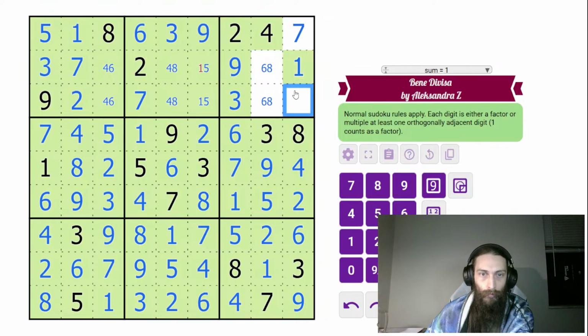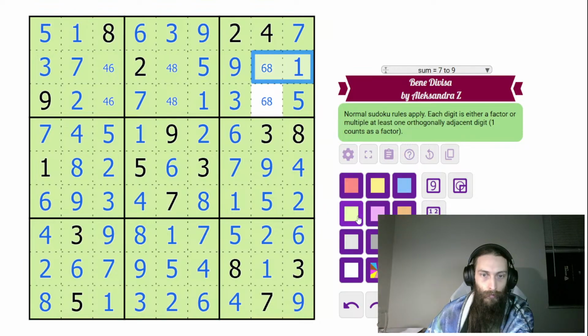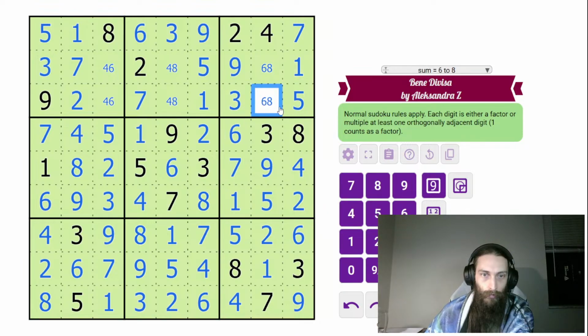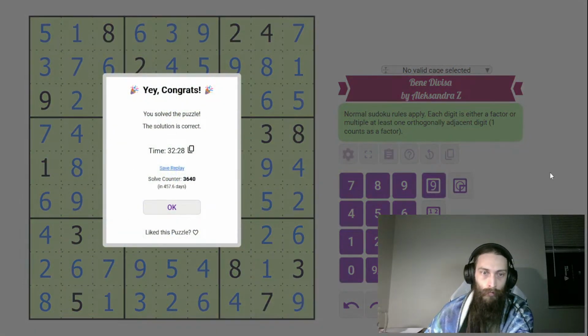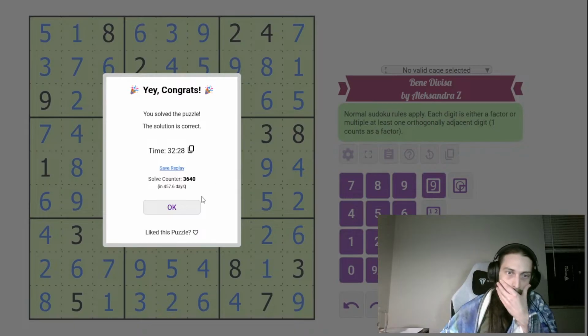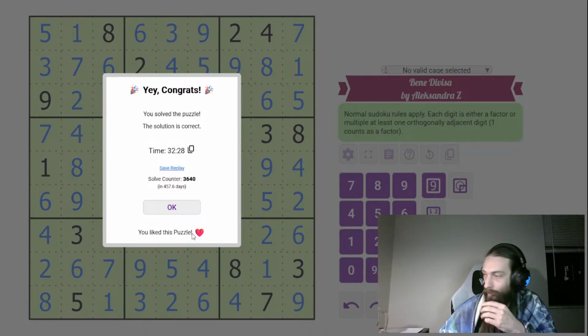7 needs to be next to 1, which also needs to be next to 5. 6 next to 3. 8 next to 4, because if that was an 8, it wouldn't be able to work. Alright, and solved in 32:28. A couple minutes over time, but that's fine.